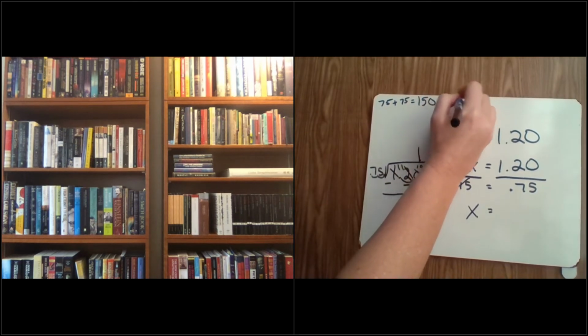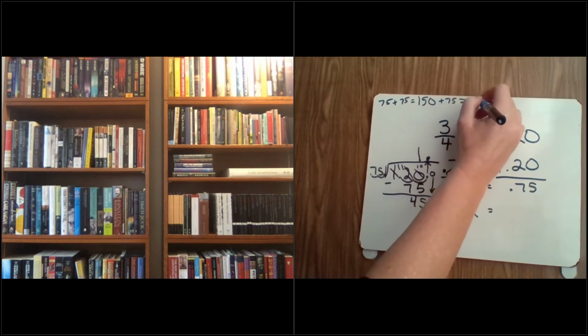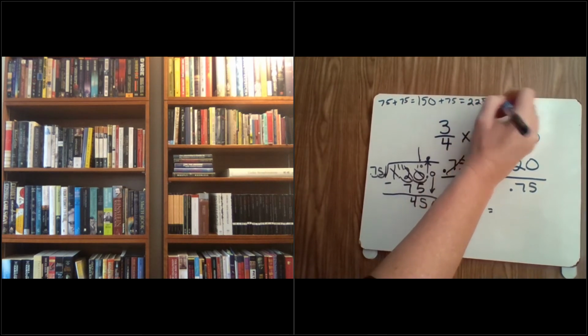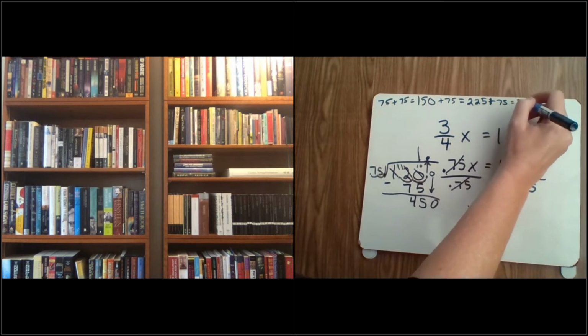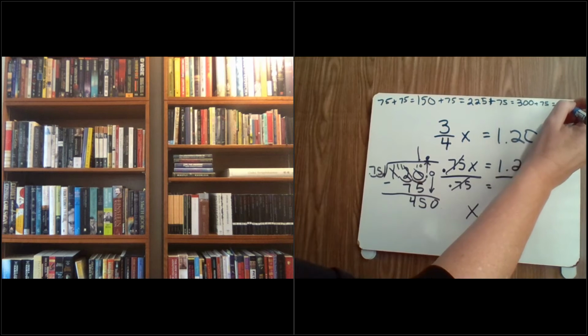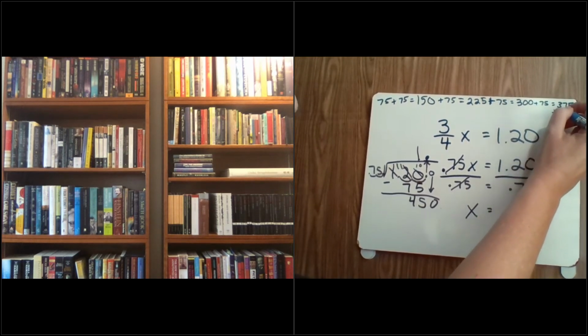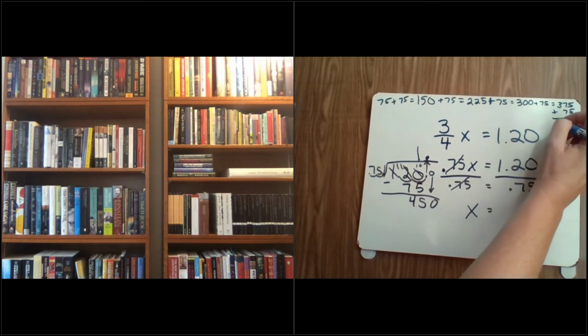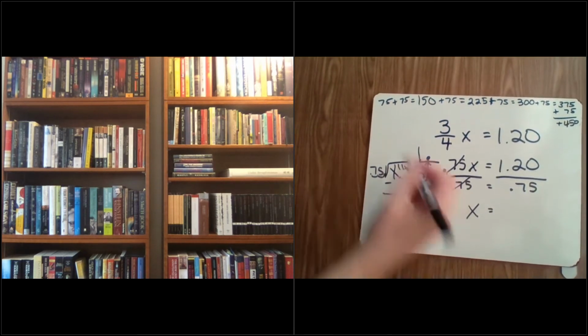I like to think of money. Plus another 75 is going to bring it up to $2.25, plus another 75 would bring it up to $3, plus another 75 would bring it up to $3.75, plus another 75 would bring it up to $4.50. Woo! Fortunately, that's exactly what I was looking for.